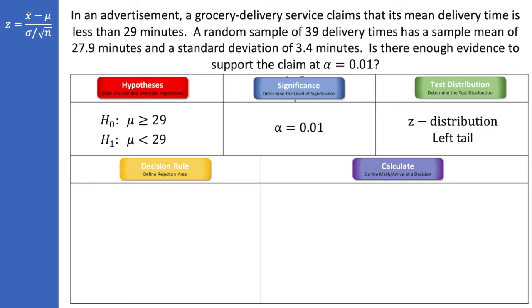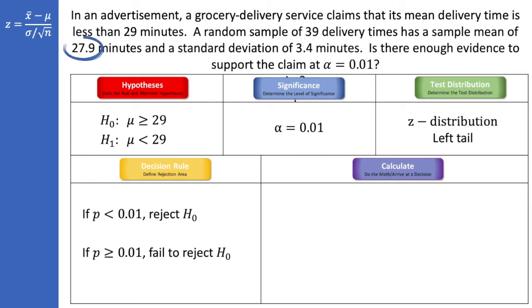Now the decision rule. If p is less than 0.01, because that's our significance level this time, we'll reject the null. If p is greater than 0.01, we'll fail to reject the null. And now let's see what information we have. Sample mean of 27.9, population mean of 29, 3.4 is our standard deviation, and 39 is our sample size. So if we plug all that into our formula, 27.9 minus 29 divided by 3.4 divided by the square root of 39, we get a z-value of negative 2.02.